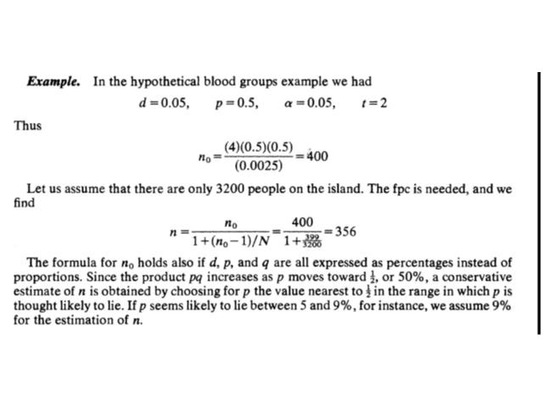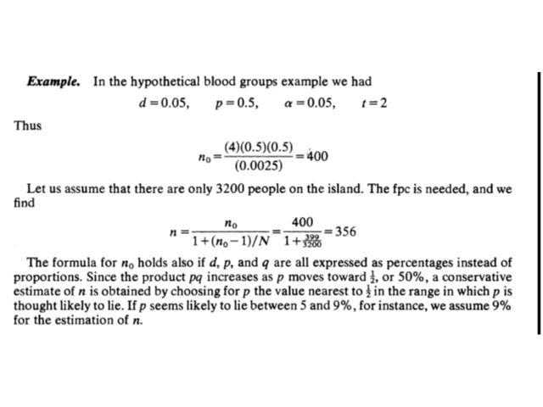In the hypothetical plot groups example we had d equal to 0.05, p small equal to 0.5, alpha equal to 0.05 and t equal to 2. Then the n naught value will equal 4 times one half times one half over 0.0025, which is equal to 400. Let's assume that there are only 3,200 people on the island. The FPC is needed, and we find that n equals 400 over 1 plus 399 over 3,200, which is equal to 356.